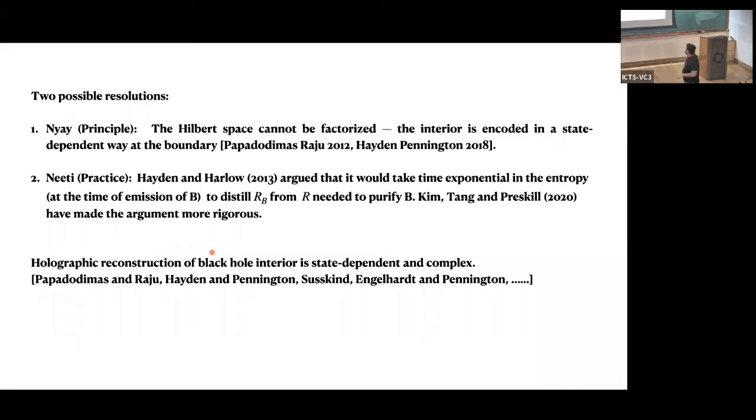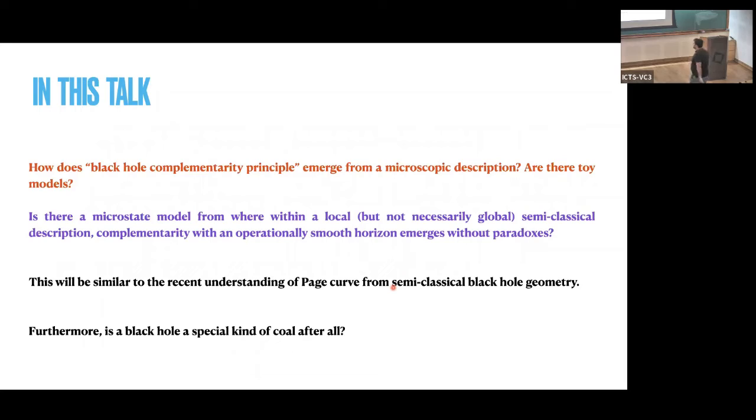These two ways are not really disconnected from each other, because the fact that holographic reconstruction of the black hole interior is state dependent and complex has been discussed in many recent works by Engelhardt and Penington, and also Susskind. They have brought in this new concept of a Python's lunch-like geometry of the interior. So these are a very superficial review of the ways black hole complementarity has been discussed in the literature so far.